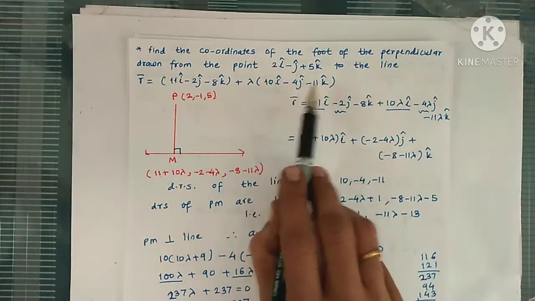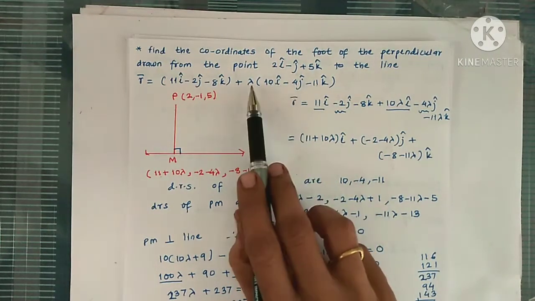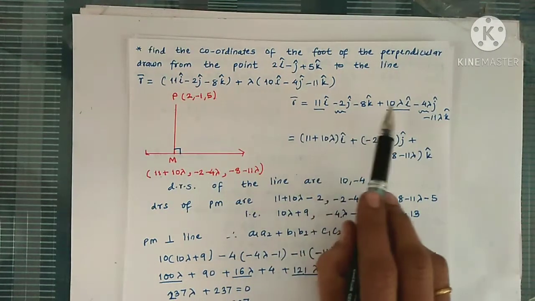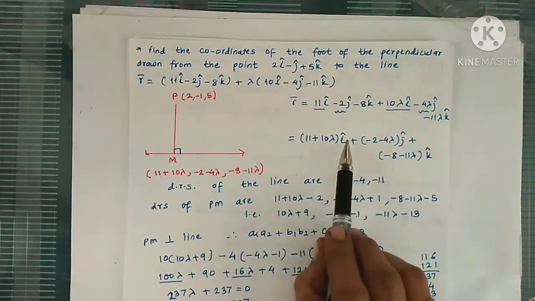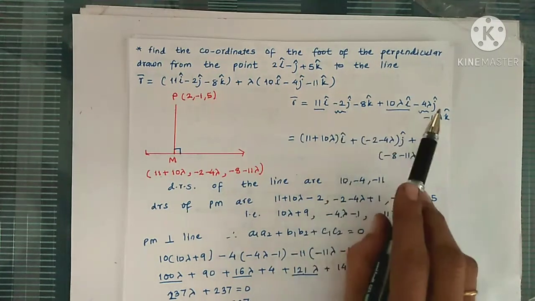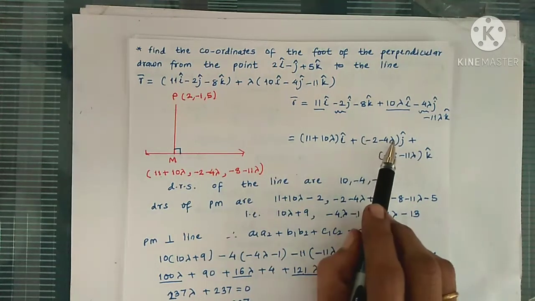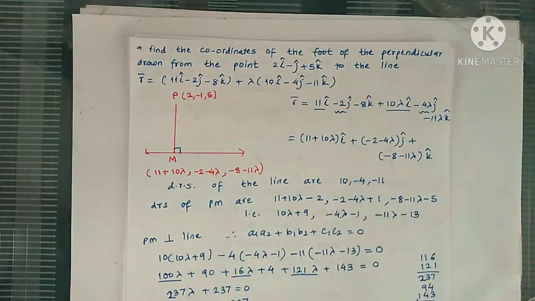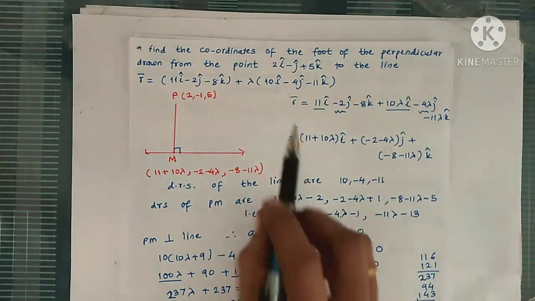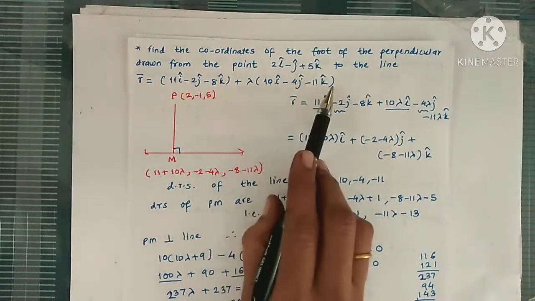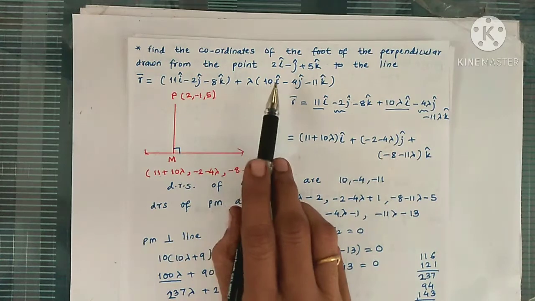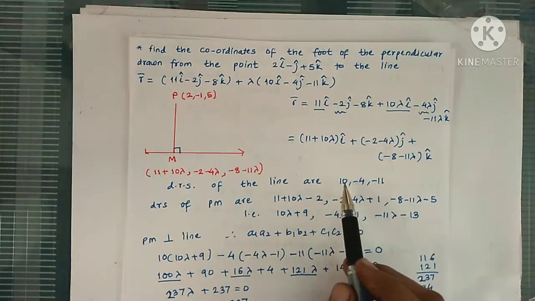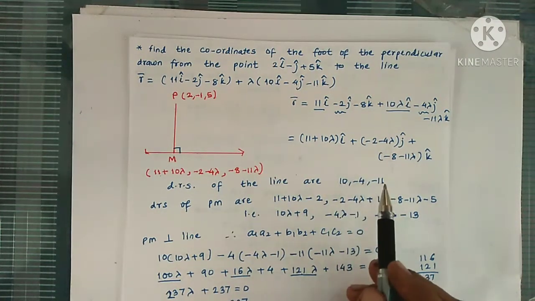Then multiplying this second bracket by lambda, we have 10 lambda i cap minus 4 lambda j cap minus 11 lambda k cap. Now taking the terms in i cap together, we have (11 plus 10 lambda) i cap. Then taking j cap common from these two terms, we have (minus 2 minus 4 lambda) j cap. Then (minus 8 minus 11 lambda) k cap. Now the direction ratios of the line are the coefficients of i, j, k from the second term, that is the term in lambda. So those are 10, minus 4, minus 11. Therefore the direction ratios of the given line are 10, minus 4, minus 11.